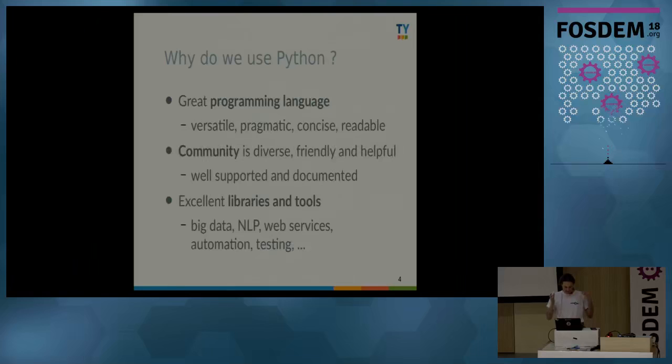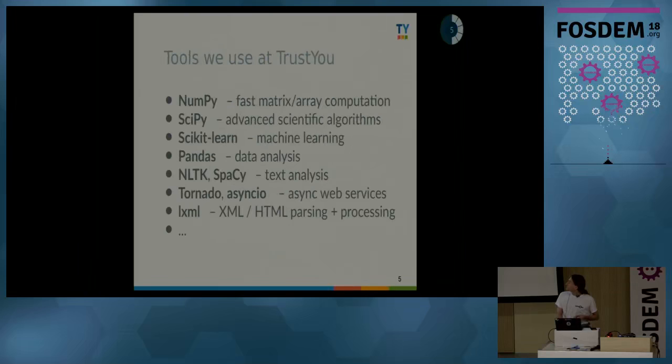Apart from that, it has an excellent set of libraries and tools that you can use for data processing. So it's really a great environment and ecosystem that we can build on. It has a great ecosystem for big data processing, NLP, for building web services, for automation, for all the data flow processing that we do, for testing, for all that. And many of these tools are very well integrated, which is also cool. So it's really not just like you have one great tool and another one there.